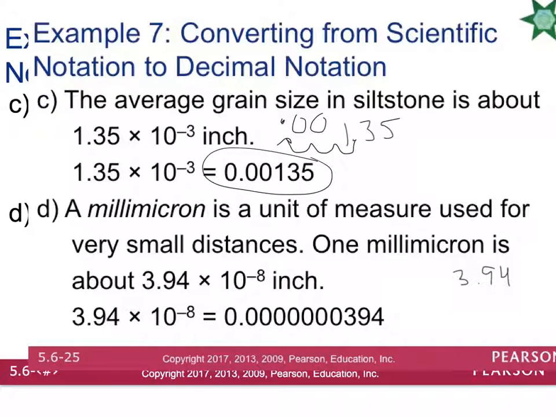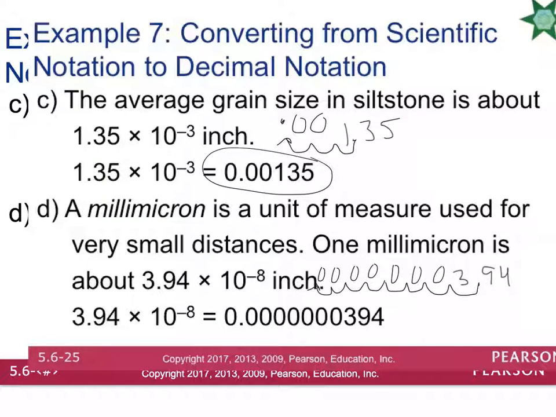Right? Okay. And then a millimicron is a unit of measure used for very, very small distances. 1 millimicron is about 3.94 times 10 to the minus 8th inch. So we start at 3.94, we're going to go 8 to the left. So we're going to go 1, 2, 3, 4, 5, 6, 7, 8. Okay. So our dot goes right there, and we fill in zeros.